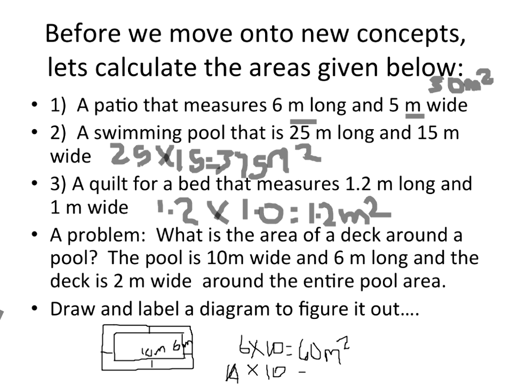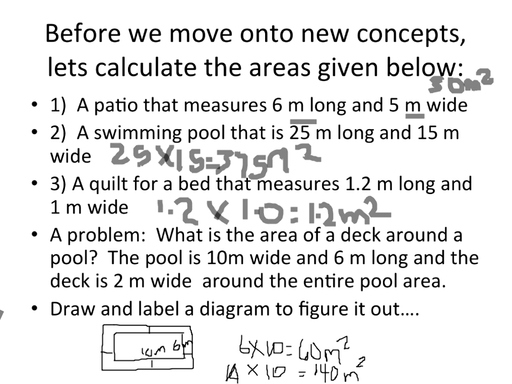So what is the area of the pool and the deck all together? Would it be those two together? Yes, Mrs. Fair, it would. So thanks, Stephen. It becomes 140 meters squared. How do I figure out the area of the deck here? Anyone have an idea?